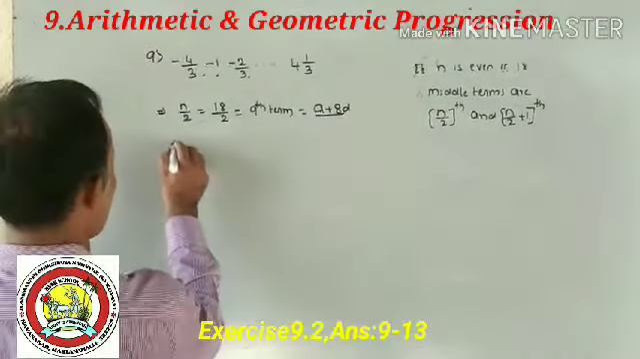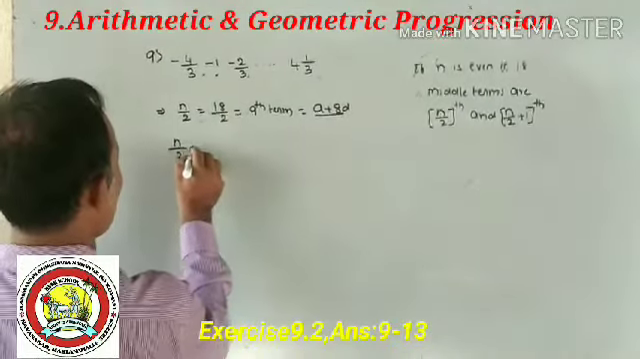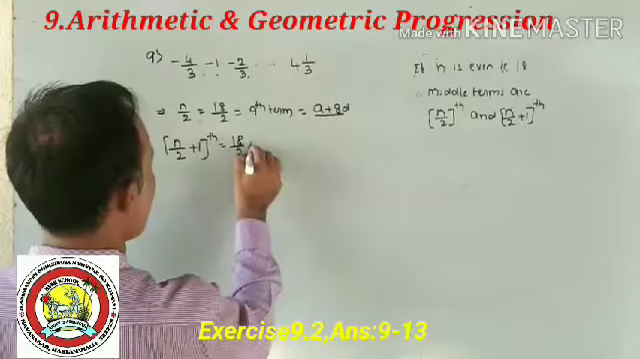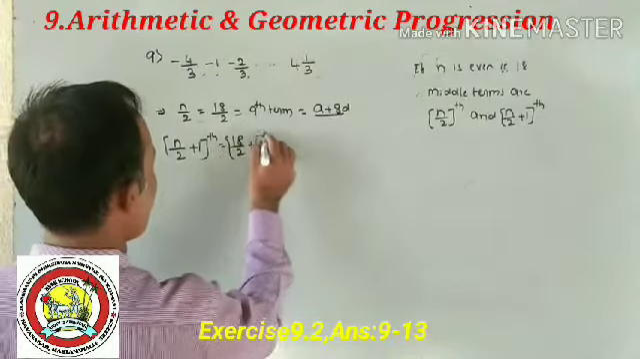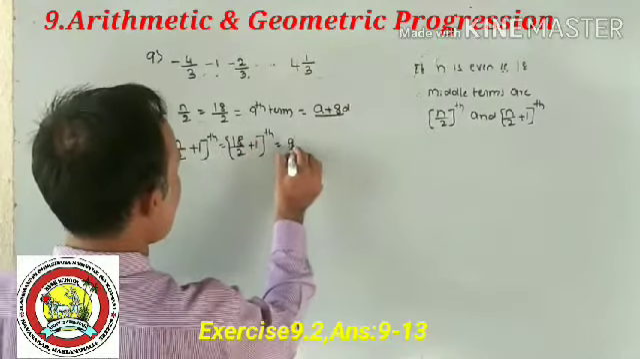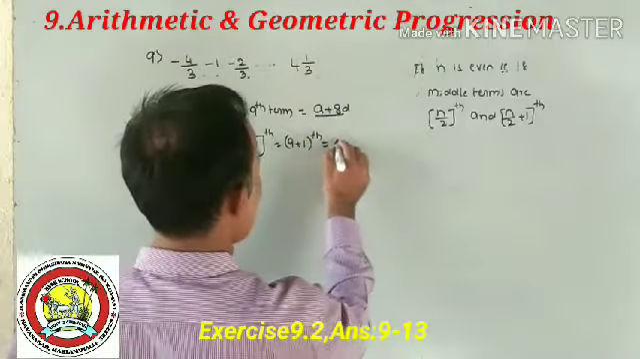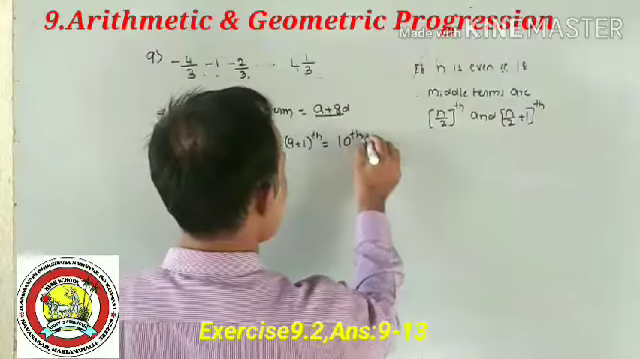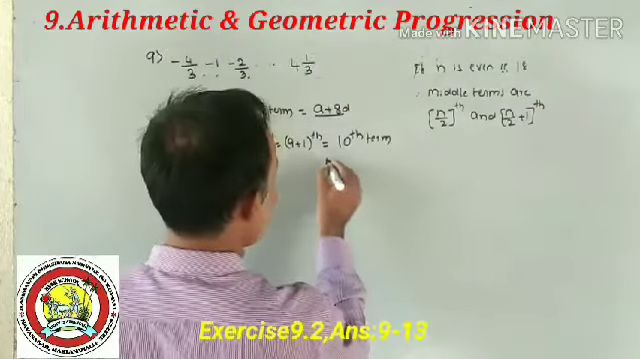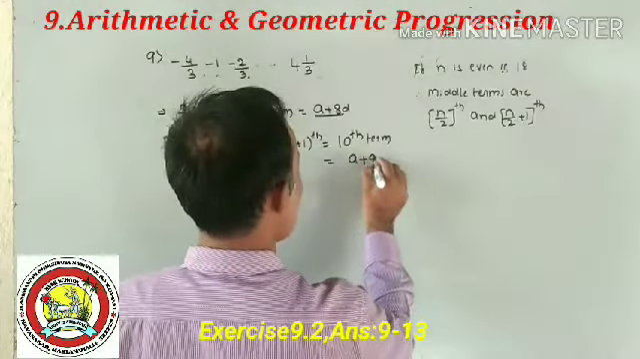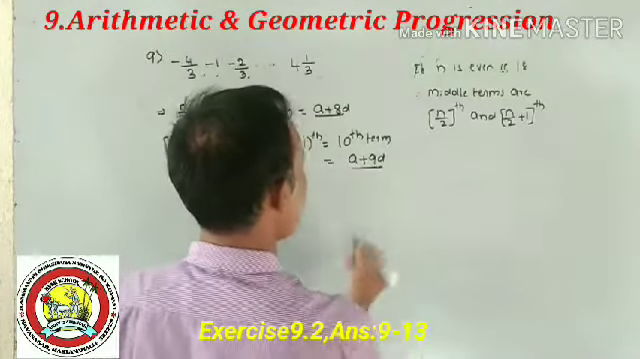And the other one is the n by 2 plus 1 th term. n by 2 means 18 by 2 plus 1 th term. 18 by 2 means 9, plus 1, this is equal to the 10th term. Very important. So the 10th term is, according to the standard form, a plus 9d.